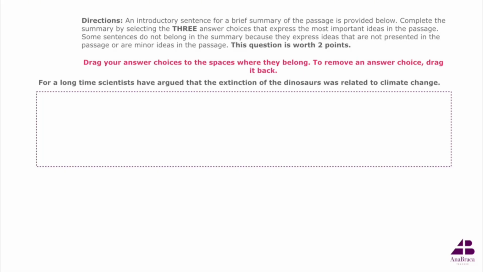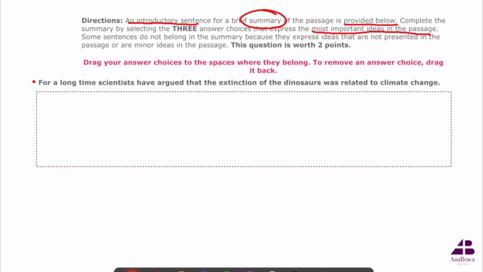Here we have the directions, so let's read together and then I'll show you how the answers will appear. Directions. An introductory sentence for a brief summary of the passage is provided below. This is the sentence. You always have a sentence that will introduce the summary here. Complete the summary by selecting the 3 answer choices that express the most important ideas in the passage. Now, guys, pay attention here.